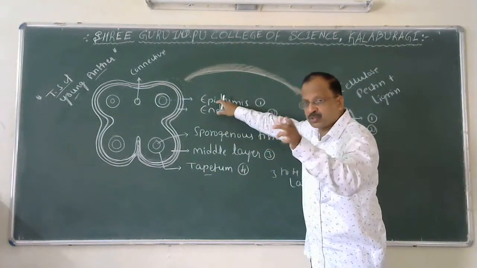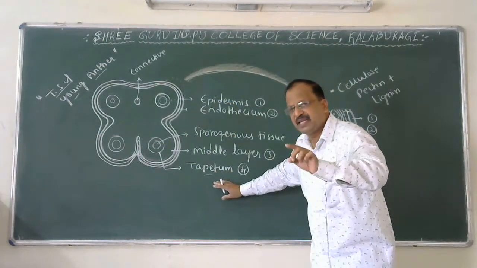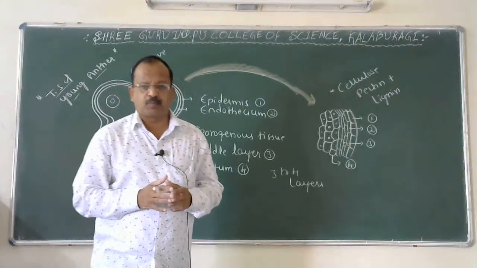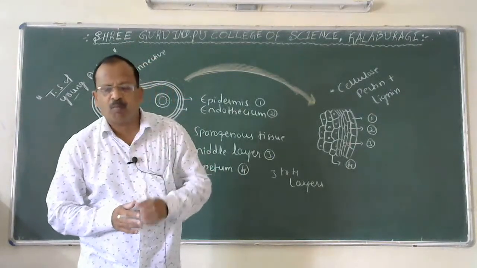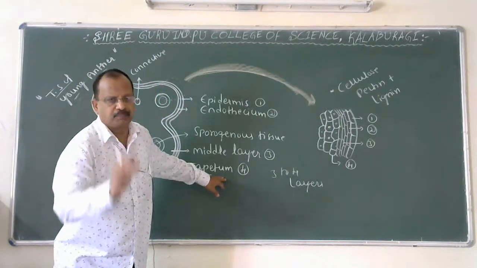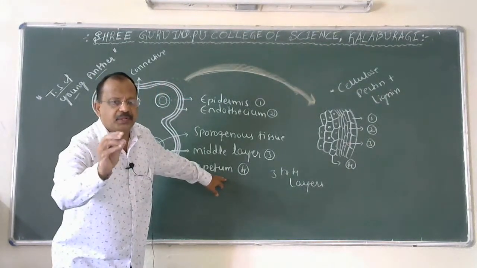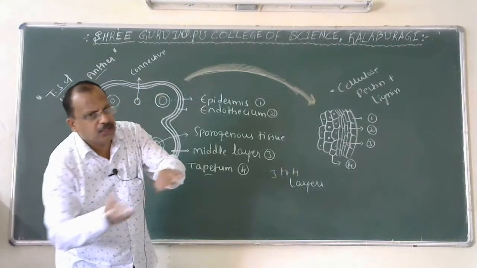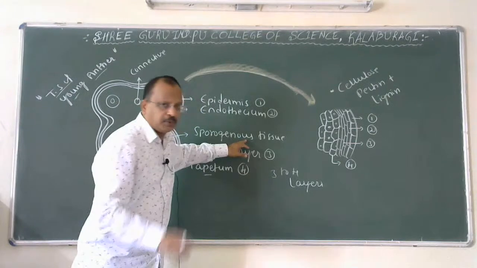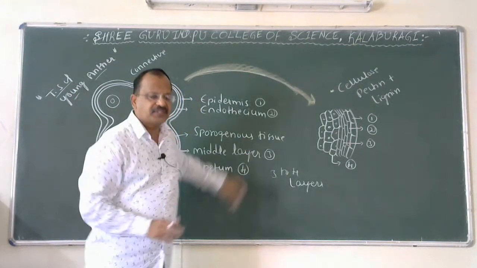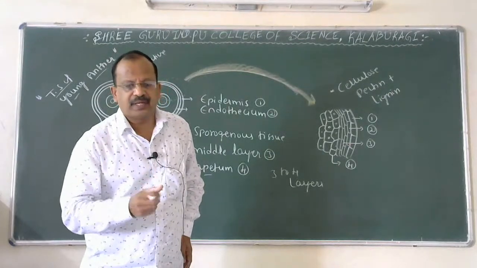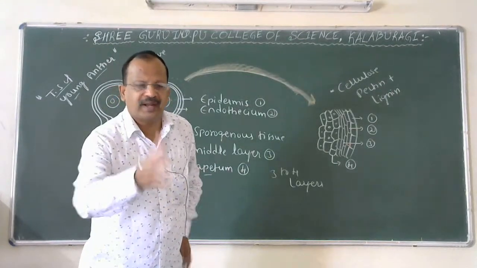Epidermis is the outermost layer. Tapetum is the innermost layer. It has dense cytoplasm with one or more nuclei. Tapetum is a nutritive tissue, and it will supply nutrients to the developing sporogenous tissue, or you can call it the future pollen grains.